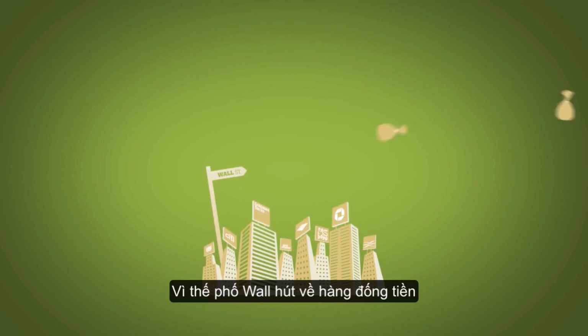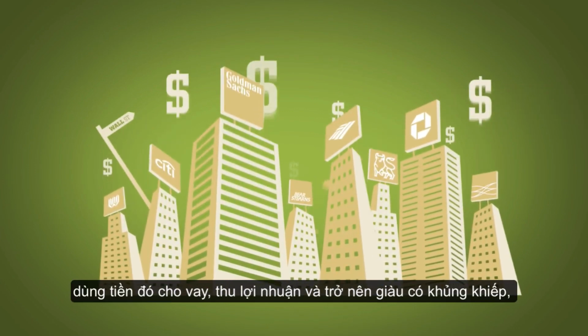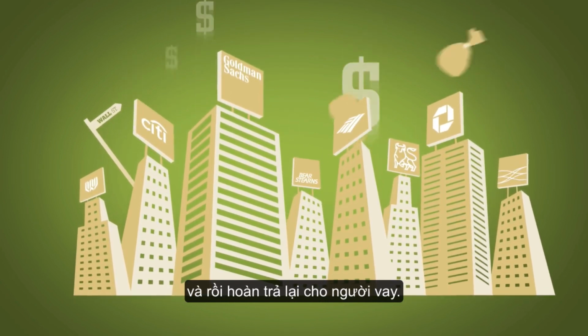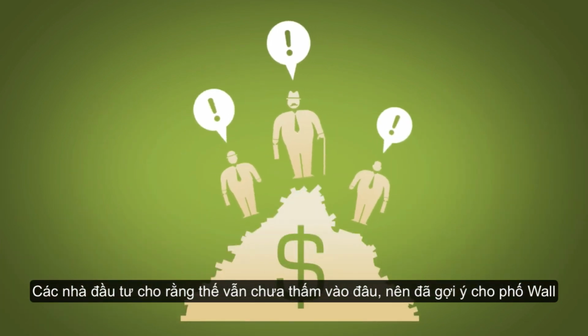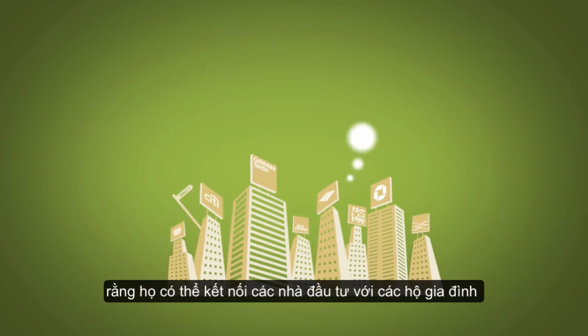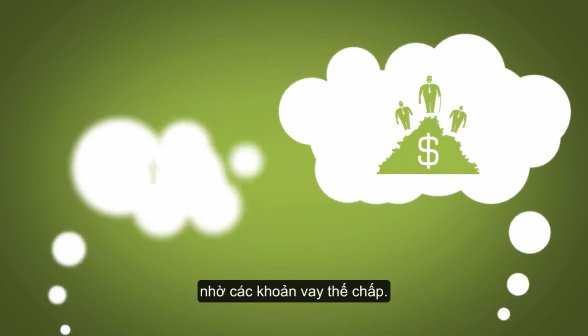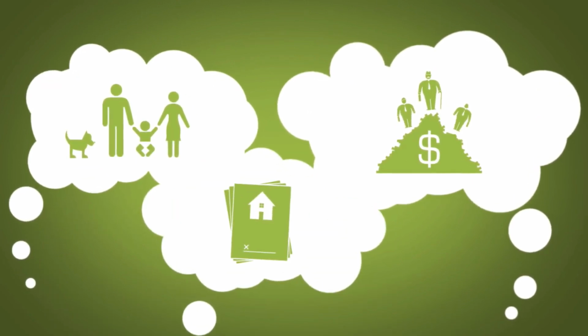So Wall Street takes out a ton of credit, makes great deals, and grows tremendously rich, and then pays it back. The investors see this and want a piece of the action, and this gives Wall Street an idea. They can connect the investors to the homeowners through mortgages.